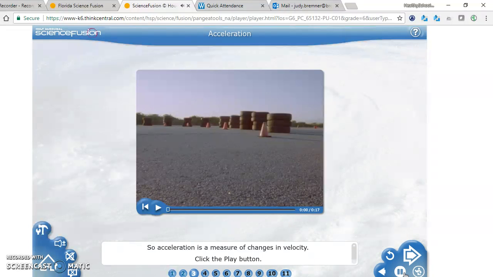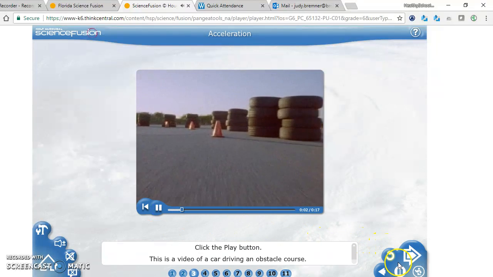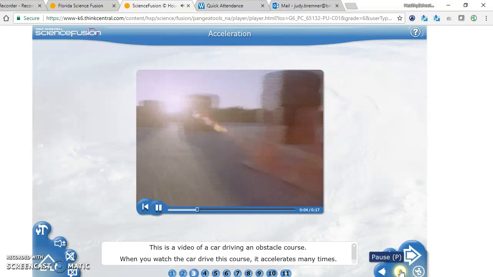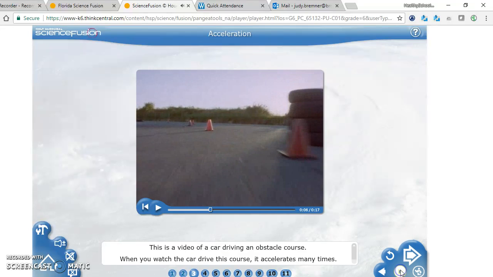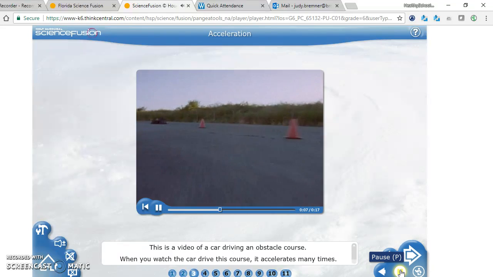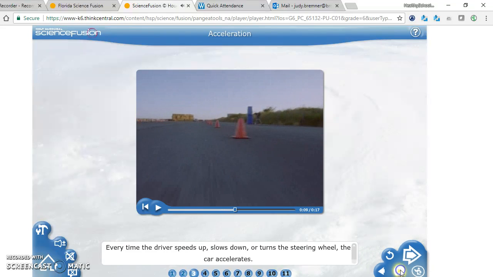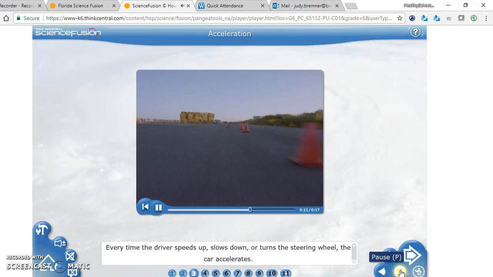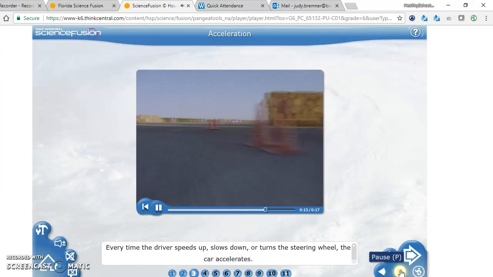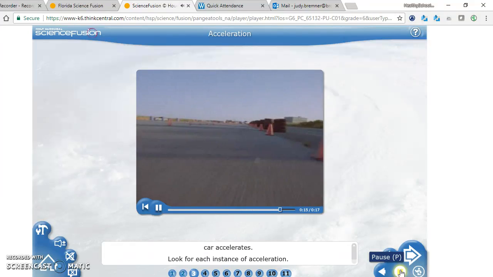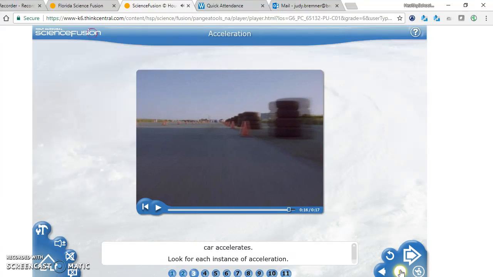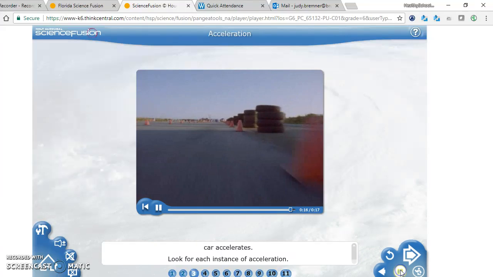Click the play button. This is a video of a car driving an obstacle course. When you watch the car drive this course, it accelerates many times. Every time the driver speeds up, slows down, or turns the steering wheel, the car accelerates. Look for each instance of acceleration.